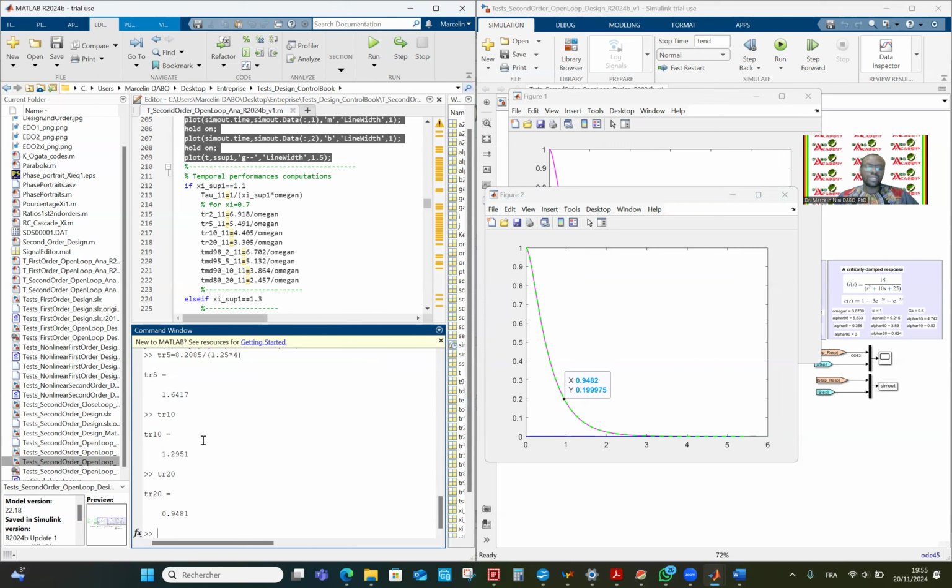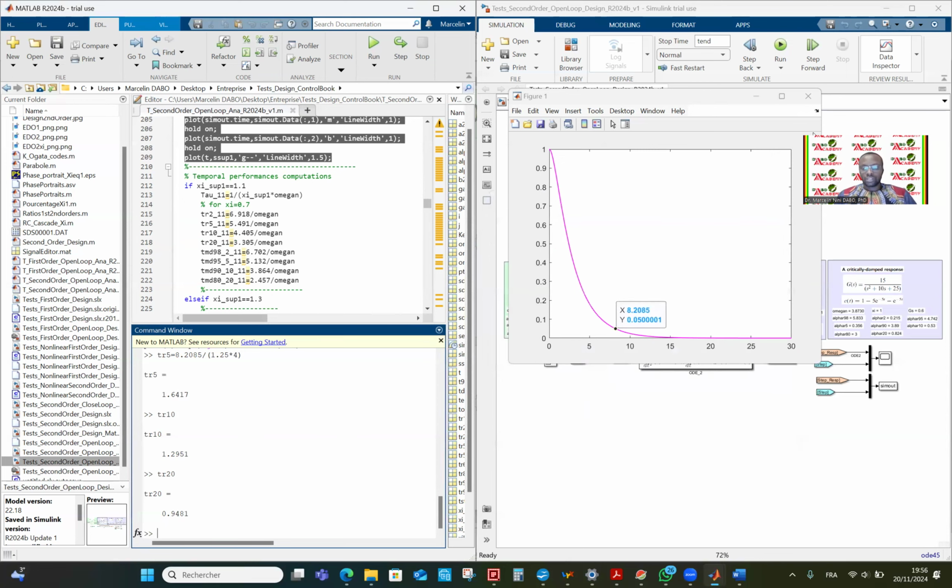What does it mean? It means that you can have a dynamical system, and even before you do the first simulation to check what is the corresponding time response, it is absolutely possible to compute the time response of the dynamical system of second order, even if it is overdamped. Okay? So now this is done.